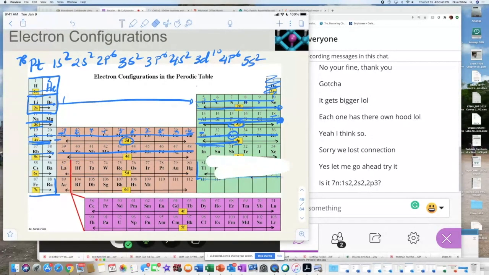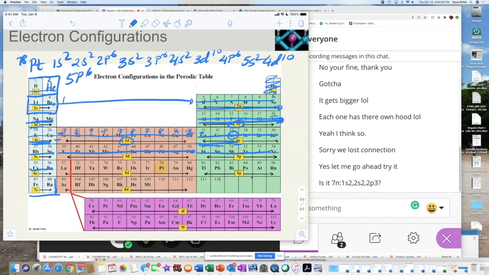This is 4d. Let me erase all that. So my stopping point will be where platinum is, right here. Okay. So from here to here, I'm at 4d. So 5s2, 4d10. It's made it here. From here to here, I can continue down here, 5p6, right? Then now I can slow down.